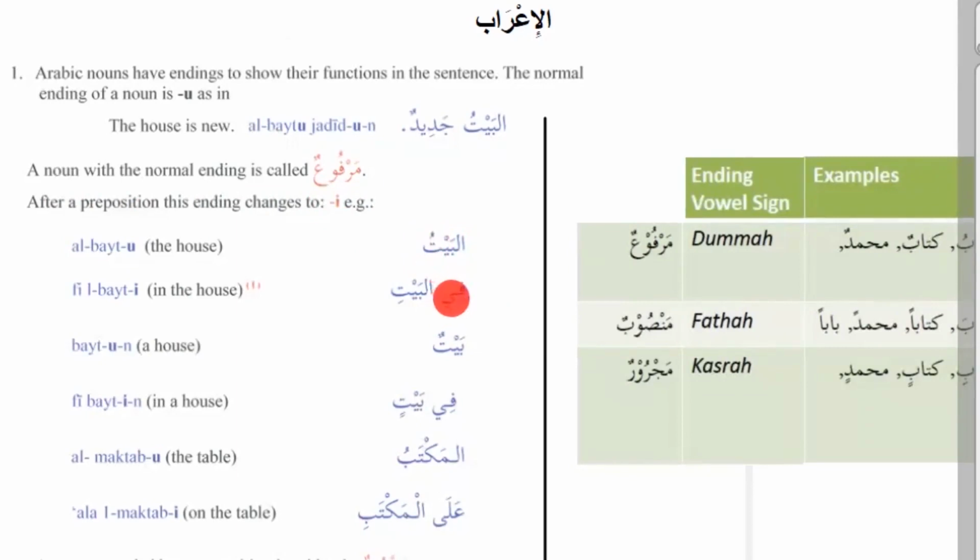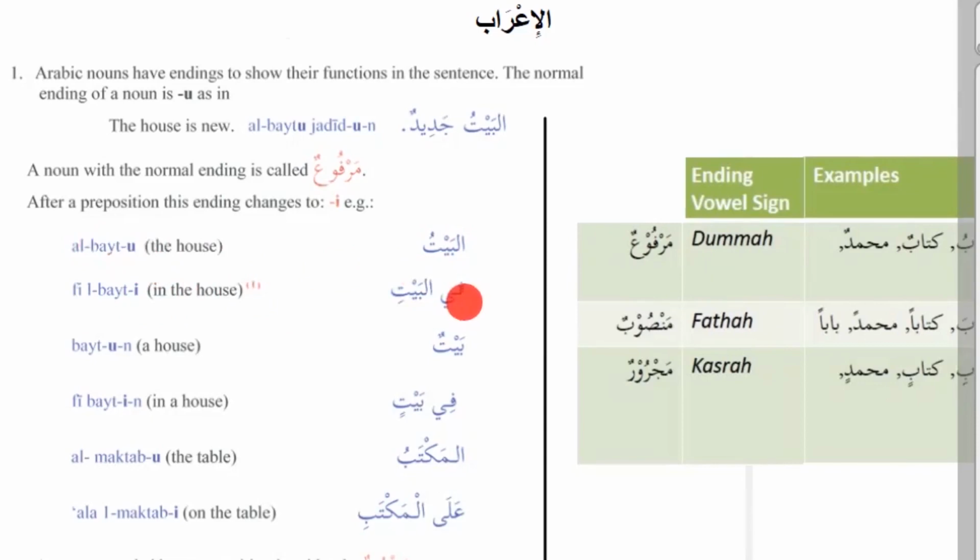But if a preposition, we all know what a preposition means, comes. Fi is a preposition in Arabic. It means in. For example, fil bayti, in the house. You can see here, in the house. So it is initially baytu, al-baytu. That is the default form.